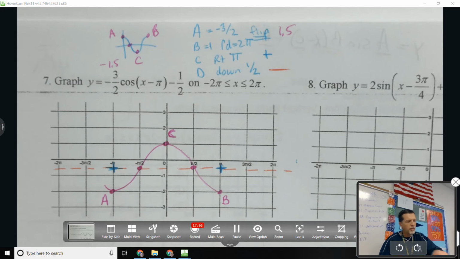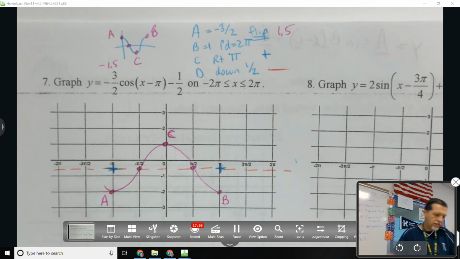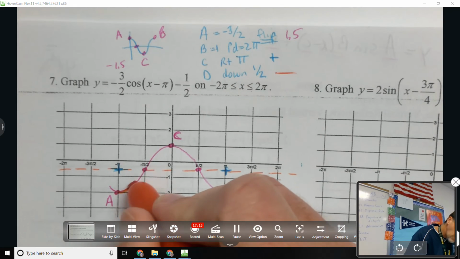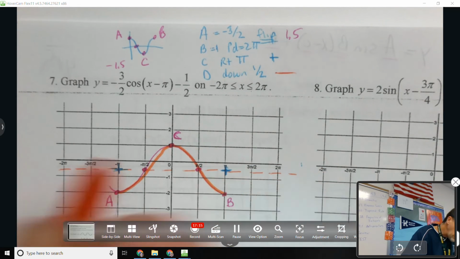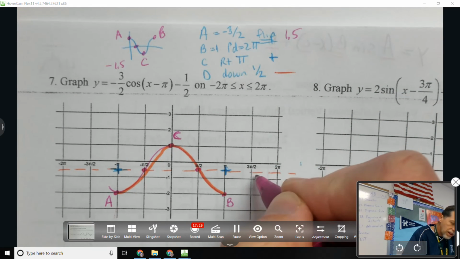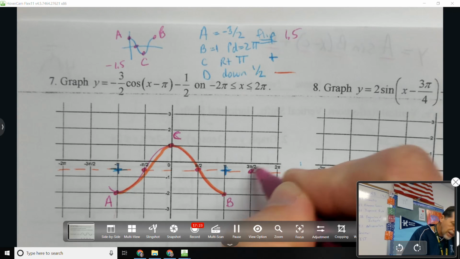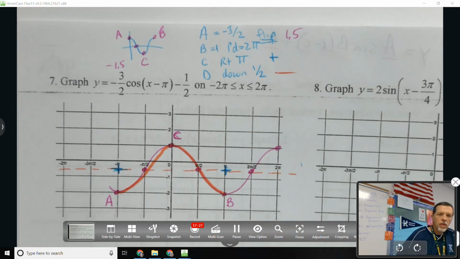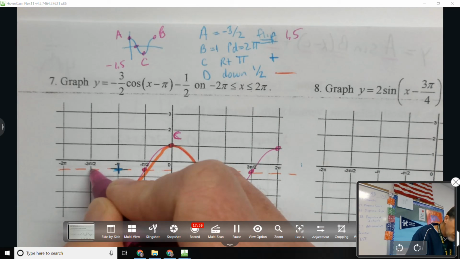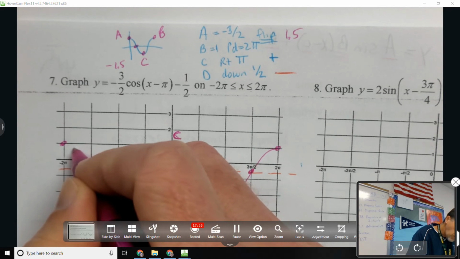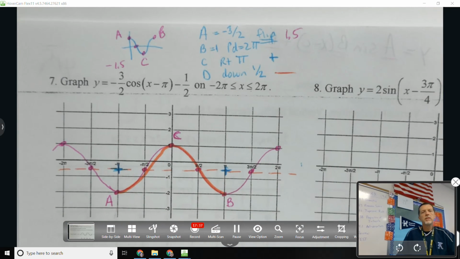And it does say graph it between -2 pi and 2 pi. So that's sort of my parent function first cycle. But I can just follow the pattern and extend that. The next point would be on the midline, and then the next point would be a maximum. Same thing going backwards. Midline, maximum. There's my nice little cosine wave.